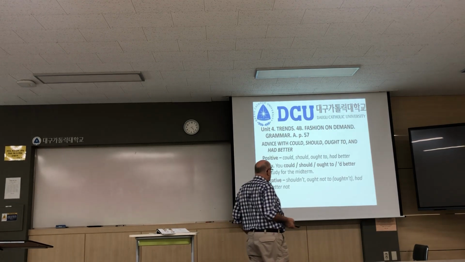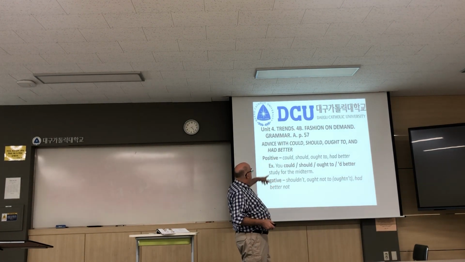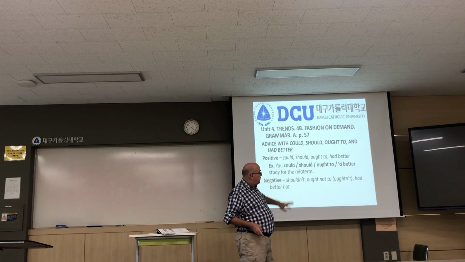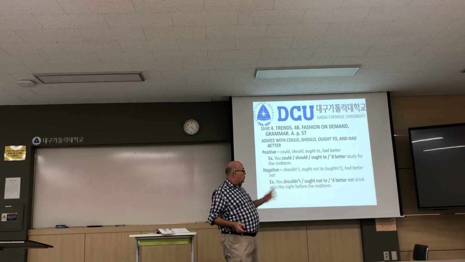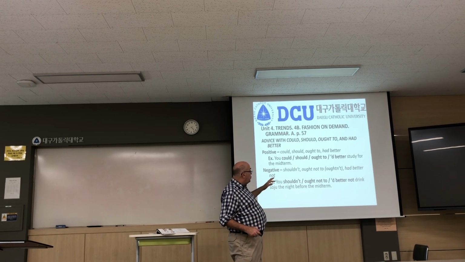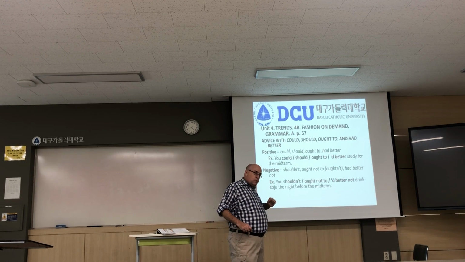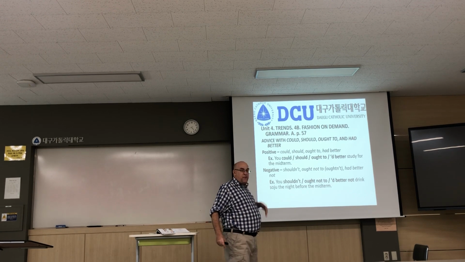Negative: shouldn't, ought not to, or oughtn't, had better not. But you don't say could not if it's negative. But here, the example, you shouldn't, you ought not to, or you oughtn't, and you'd better not, or you had better not, drink soju. You know who I'm talking to, the night before the midterm.